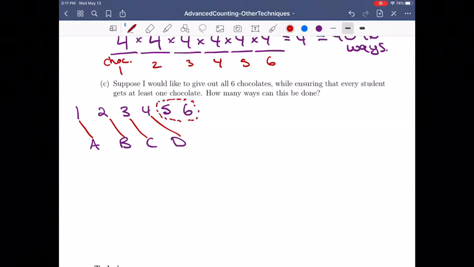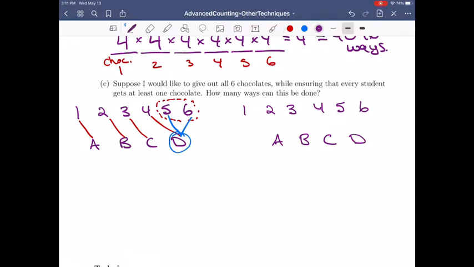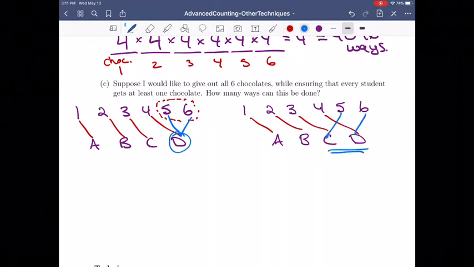So the ways that I could give this out is I could give them to the same person so that somebody gets 3, or I could give them out to different people so that 2 people get 2. So maybe here I'm going to give them like this. So I have 2 special people instead of just 1 special person.